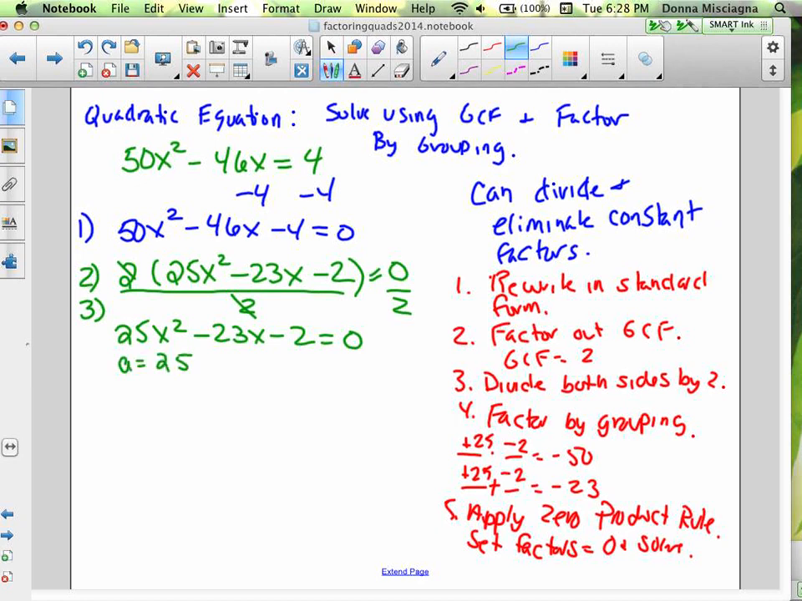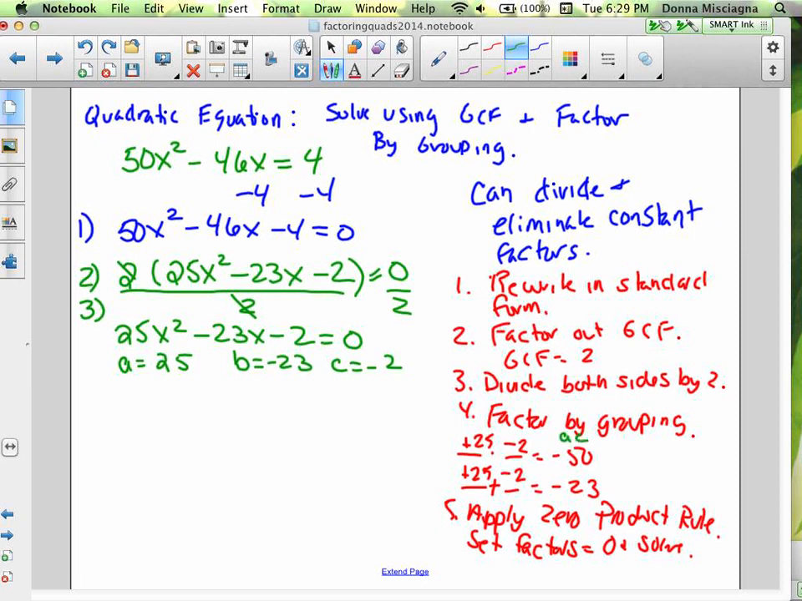So always you want to factor out greatest common factors first, and then if you're solving, divide by that value. If you're not solving, you're just factoring, you need to include that as part of the factored expression. But if we're solving, we can get rid of it by dividing both sides by the same thing. All right, so A is 25, B is negative 23, and C is negative 2. So 25 times negative 2 would be negative 50. This is our A times C.